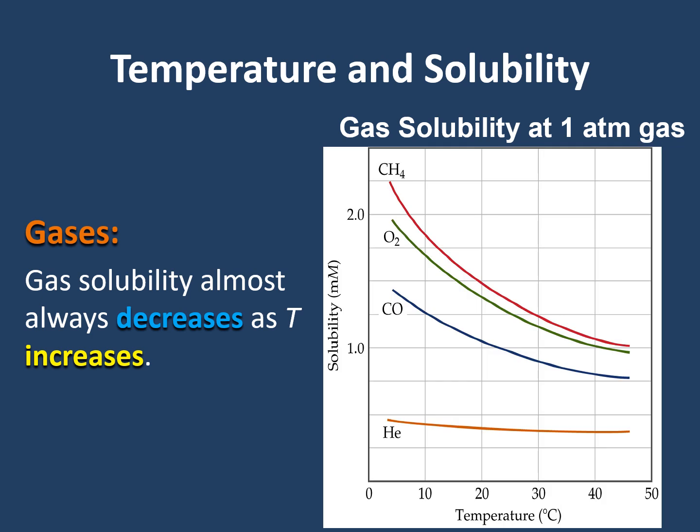So you can kind of see this graph here. This is our concentration on the y-axis in millimolar, so just molarity, but millimolar. And as you can see, as we increase temperature on the x-axis, the amount of gas that can be dissolved at that temperature is decreasing. This is true for almost all gases.